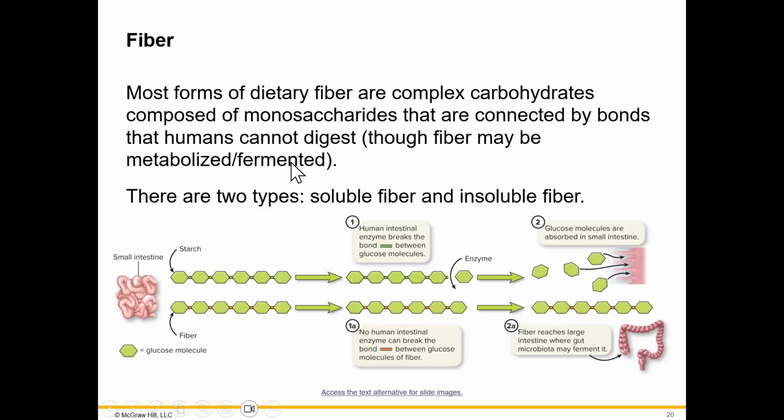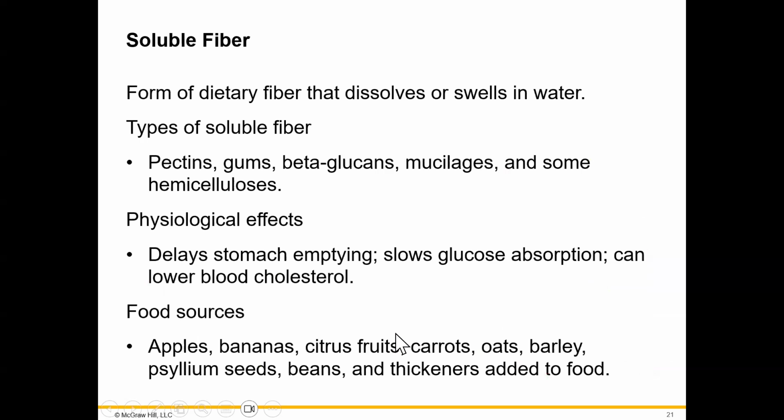So there are two types of fiber. You have your soluble fiber and your insoluble fiber. This diagram here simply talks about how we can easily break down carbohydrates here. We can easily break down carbohydrates, but fiber is different. We do not have that intestinal enzyme to break these bonds. However, there is still some benefit to fiber. So let's talk about that.